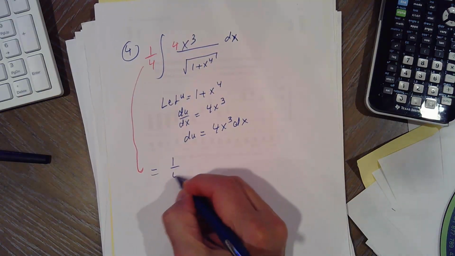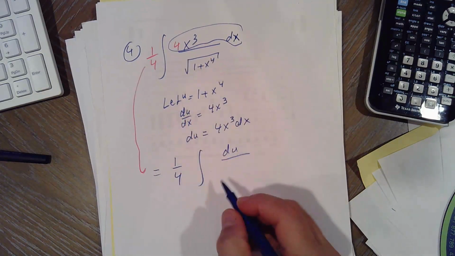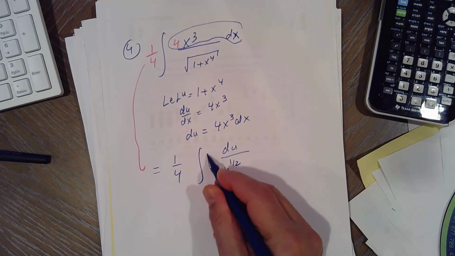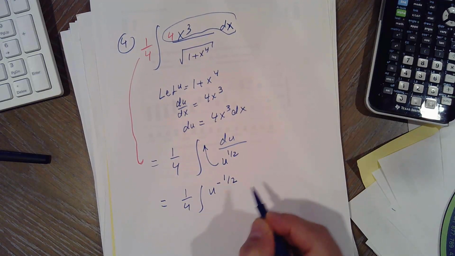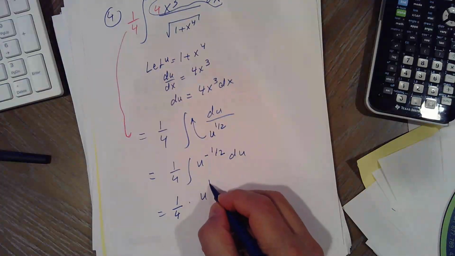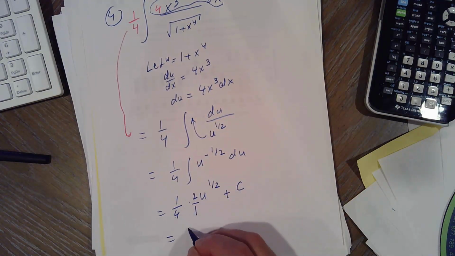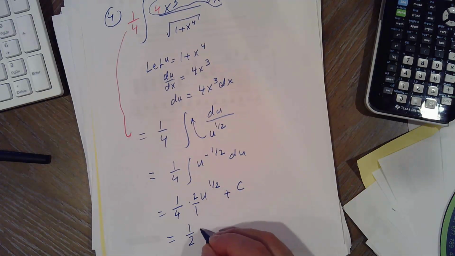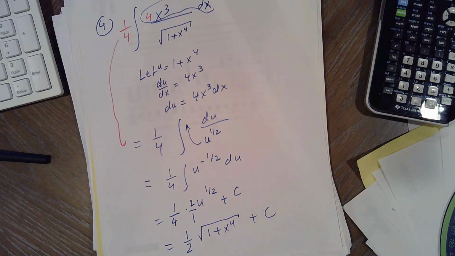So it would be 1/4 times the integral of 4x cubed dx, which is du, and that's the square root of u, so u to the 1/2, we bring it up to use the power rule, u to the negative 1/2 du. So 1 over 4, we add 1 to the negative 1/2, we get 1/2, divide by 1/2, or times by 2, plus c. 2/4 is 1/2, u to the 1/2, that's the square root of u, which is 1 plus x to the 4, plus c.